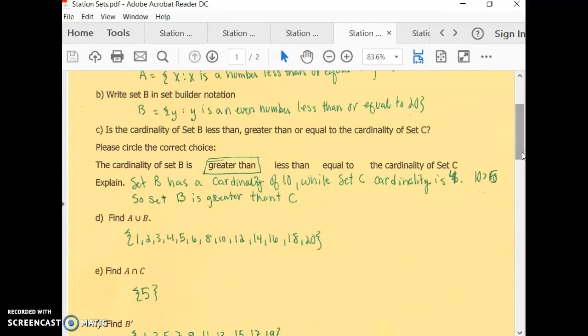Here's my reasoning. Make sure we are explaining. Set B has a cardinality of 10, while set C has a cardinality of 4. 10 is greater than 4, so set B is greater than C.